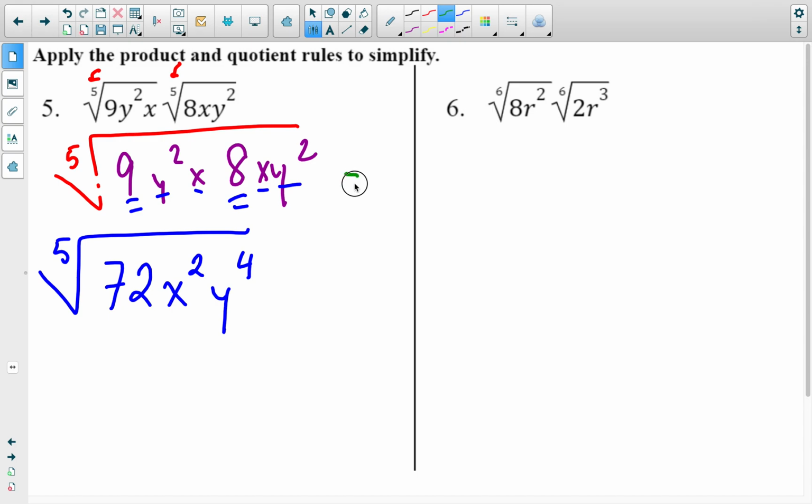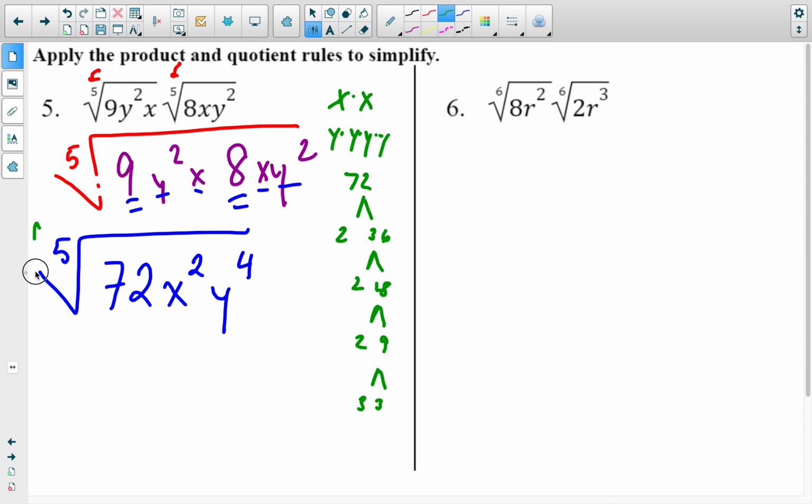So can this 72 be broken down? Let's try 2 and 36, 2 and 18, 2 and 9, 3 and 3. We don't have any groups of 5 of the same number, so the 72 can't be broken down. All right, x squared, this is x times x. That's not a group of 5, so that's stuck. And same thing with the y's. Y times y times y times y, that's not a group of 5. So we are actually all done.